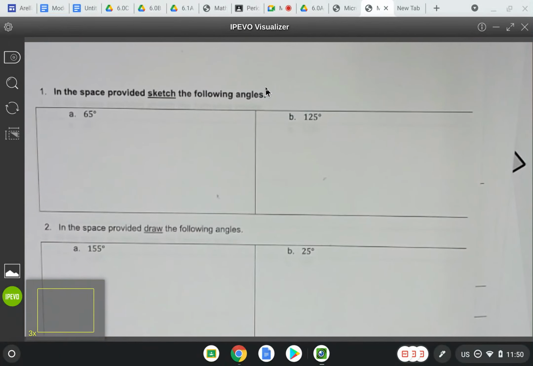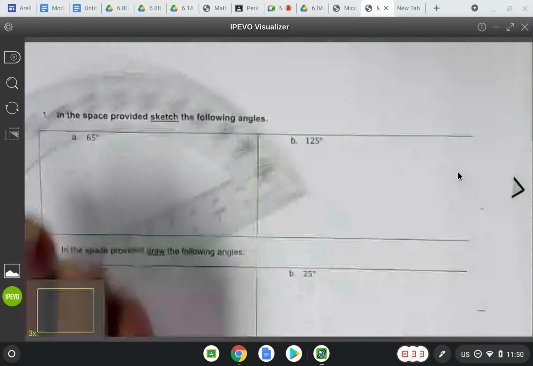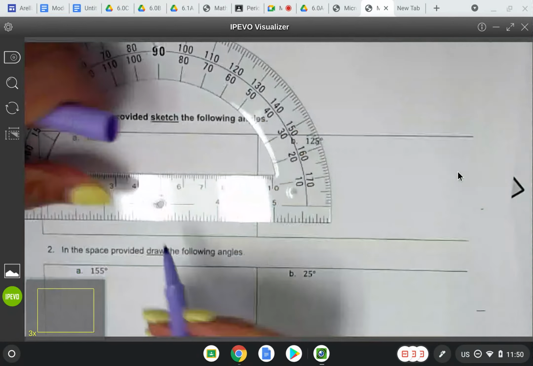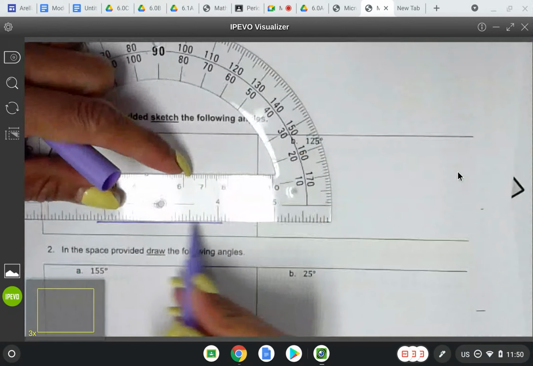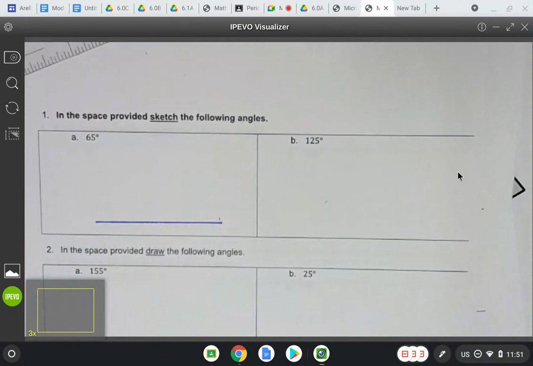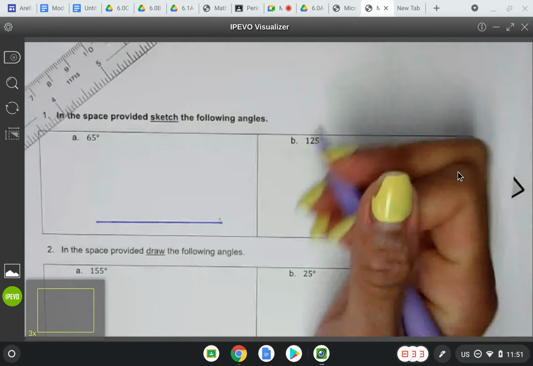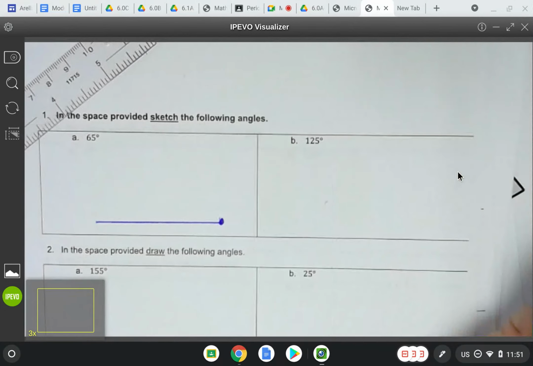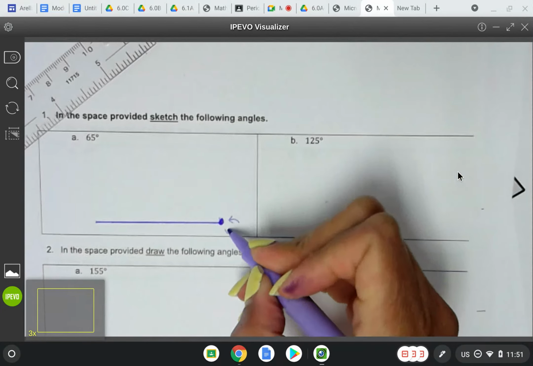Okay, so first we're going to draw an angle that measures 65 degrees. So first draw your horizontal, just like we outlined in your steps. So draw a straight line using the straight edge part of your protractor. Just draw a straight line. And then you're going to determine if you want the left side or the right side to be your vertex. I'm going to use the right side. So that's my vertex.